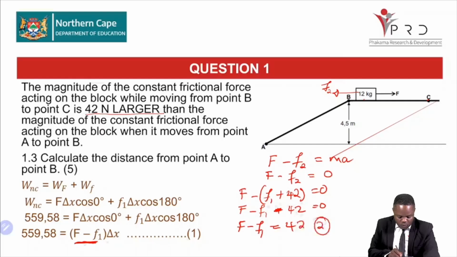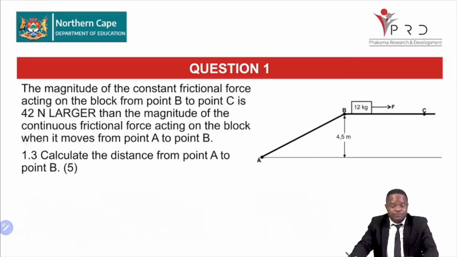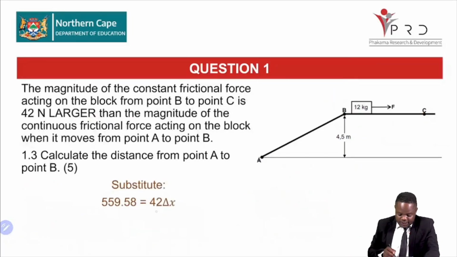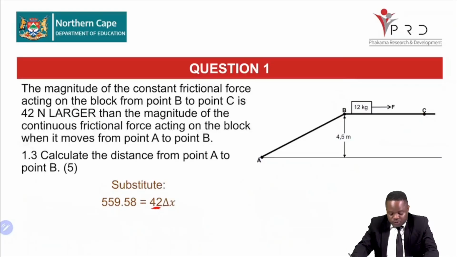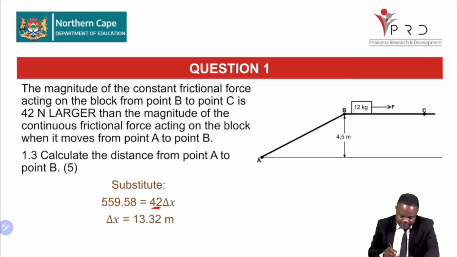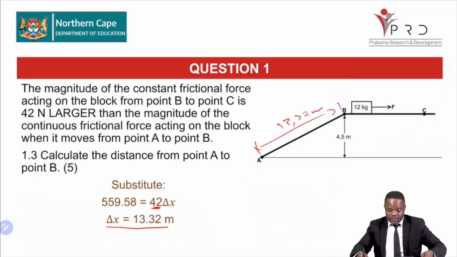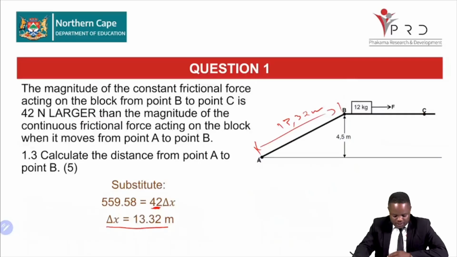So now it means where we have F minus F1, we can substitute what? 42, so that we can get our delta x. I hope that is making sense. So let's substitute there. In place of F minus F1, we're putting our 42 there. So we can divide both sides by 42 and we get a value of delta x of 13.32 meters. Quite an interesting calculation there, grade 12. I hope you were able to do that calculation.